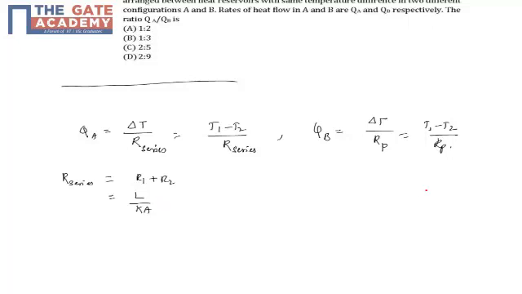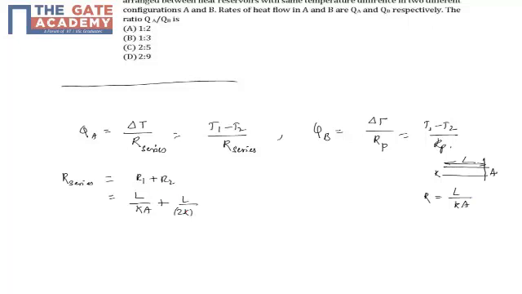The actual formula for any rod with length L and area of cross section A, with thermal conductivity K, is that the thermal resistance is given by L by KA. L is the length of the rod, A is the area of cross section, K is the thermal conductivity. So the higher the thermal conductivity, the more heat gets transferred and the resistance is less. That's the basic meaning.